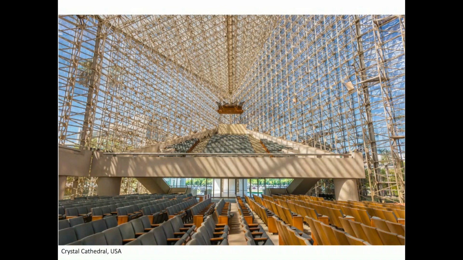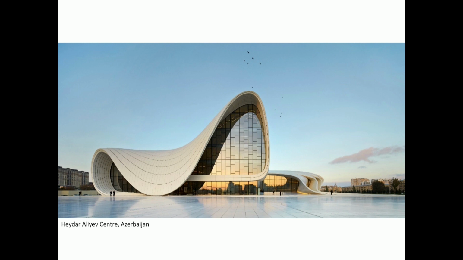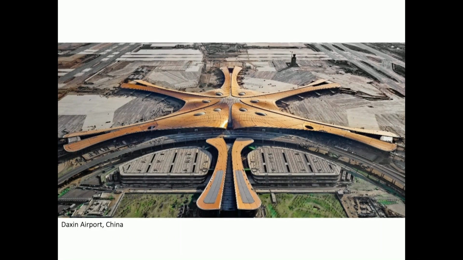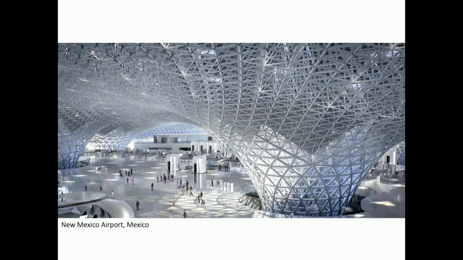And nowadays, with all the tools of analysis and form finding and manipulation of complex geometries, we start seeing space frames being applied in large-scale structures of complex geometry. So this is the Heydar Aliyev Center of Zaha Hadid Architects in Azerbaijan. This is the Singapore Art Center in Singapore. This is the new Daxing Airport in China. I might be pronouncing it wrong. And this is the plan for the New Mexico airport.